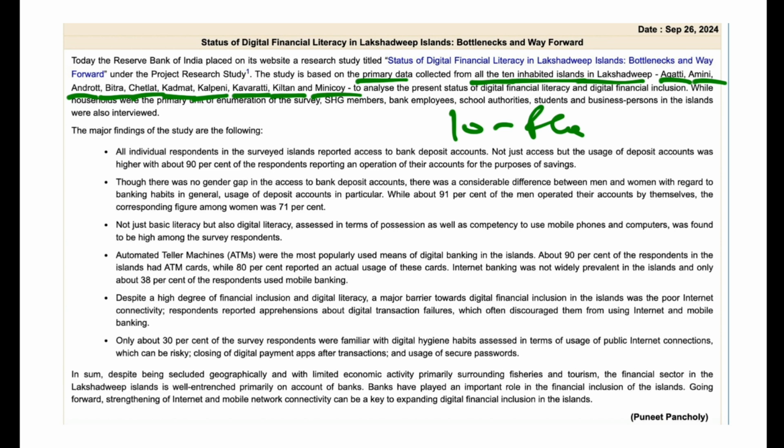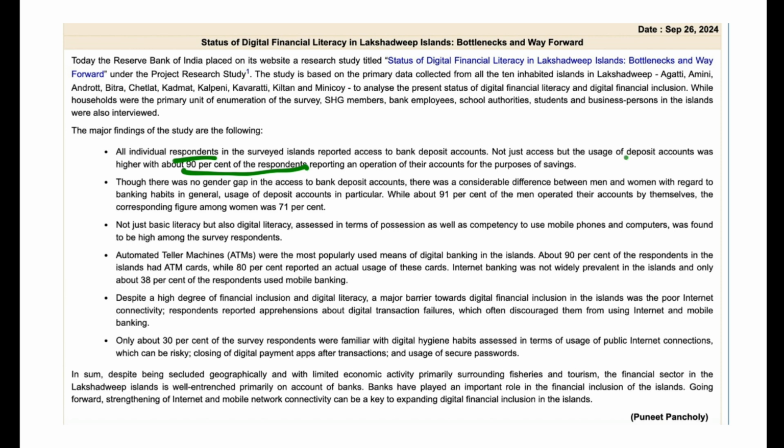And what did they find out? So they found out that all the individual respondents said that they have an account, so 90% of the people, they have a deposit account. They have a savings account in the bank, right? And then 91% of the men, they operate the account by themselves, and 71% women, they operate the account by themselves. So there is considerable know-how on how to access your saving account in the banks, deposit accounts.